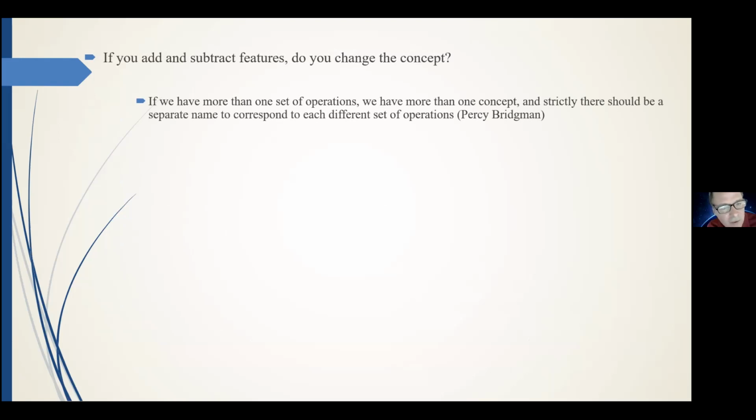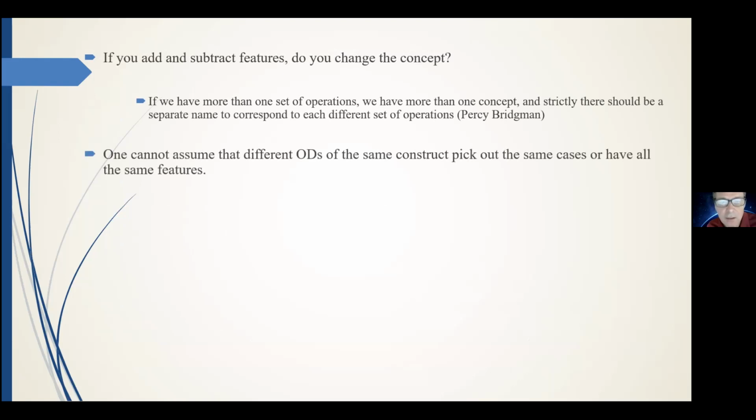The thing though is, Hasok Chang argues that Bridgman should not necessarily be seen as offering a definition of meaning with operational definitions. Rather, it's a philosophy of extension. And the question is, what happens when you extend your concept or your measurement into new domains? You just can't assume that when you extend it to new domains and use different operations, you're measuring the same thing. So one cannot assume that different operational definitions of the same construct pick out the same cases or have all the same features.